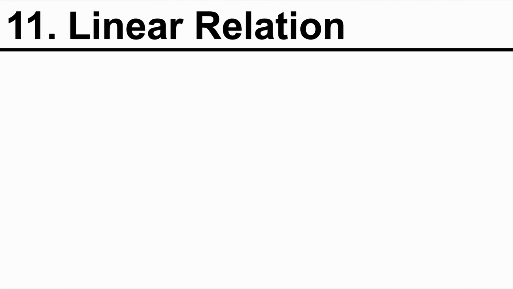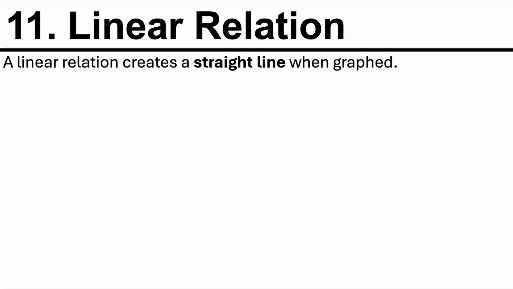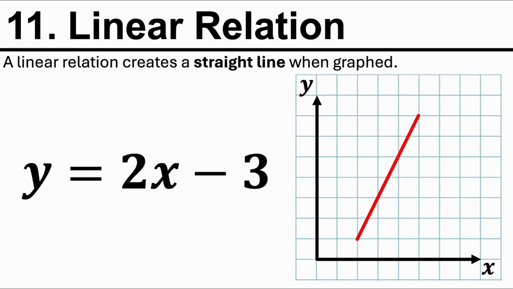Starting with, well, linear relation. A linear relation creates a straight line when it's graphed. So it could look something like this, y equals 2x minus 3. And you can see on the right, it's a straight line. Normally, these linear relations will have two variables with no exponents on either one.